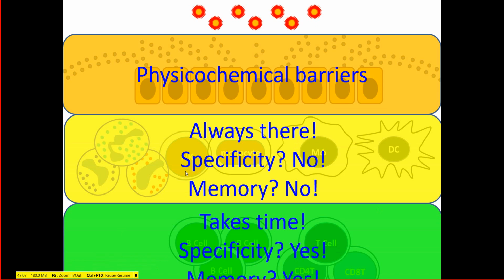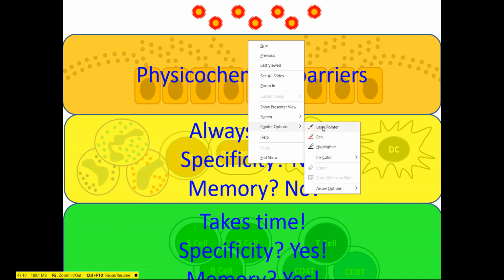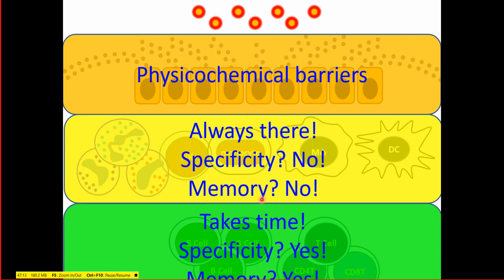One of them, as I mentioned, was not acting specifically. And the other property that it lacked was memory. It did not keep a memory of the encounters. So if I'm a phagocyte and I see a bacterium like an E. coli for the first time and I phagocytose it, if you give me the same bacterium 2 weeks after this, it's as if I'm seeing it for the first time. I do exactly the same thing. If I see it 2 months after this, it's exactly the same. I do not keep a memory of my previous encounters. It's not specific, and it doesn't have memory, but it's always there. It's always ready to act. It doesn't need time to prepare.